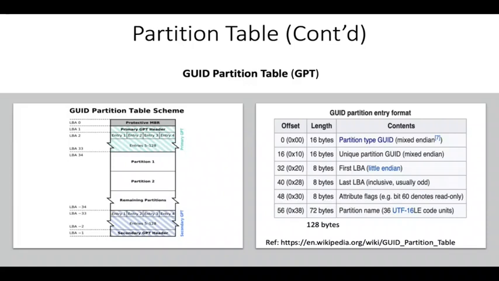Remember in MBR, there was only a 16-byte index. Here is a 128-byte index for each partition entry. So partition type GUID, which is 16 bytes, then a 16-byte unique partition GUID, then first LBA, and last LBA, attribute flags, which are 8 bytes, and then the partition name itself, which is 72 bytes. We didn't have any partition name in the MBR.